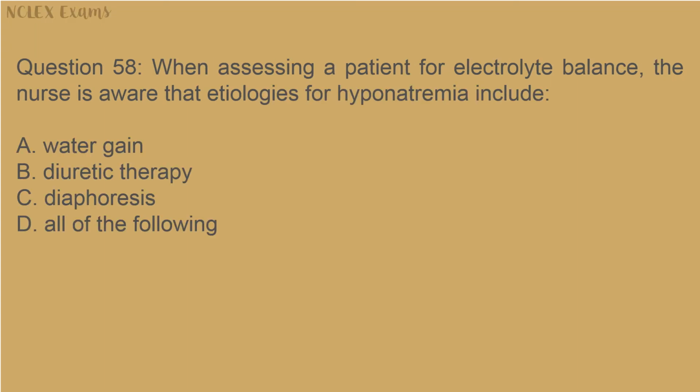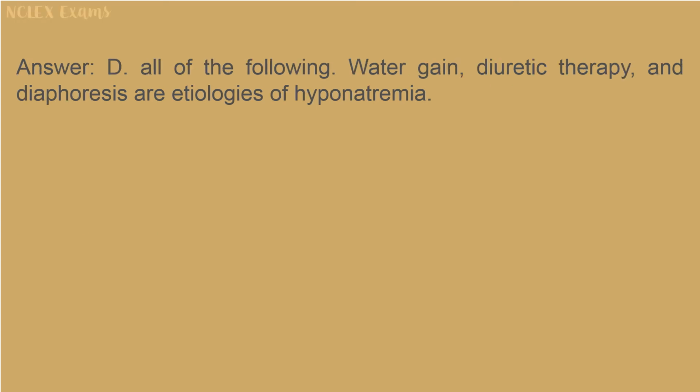Question 58. When assessing a patient for electrolyte balance, the nurse is aware that etiologies for hyponatremia include: A. Water gain. B. Diuretic therapy. C. Diaphoresis. D. All of the following. Answer D. All of the following. Water gain, diuretic therapy, and diaphoresis are etiologies of hyponatremia.